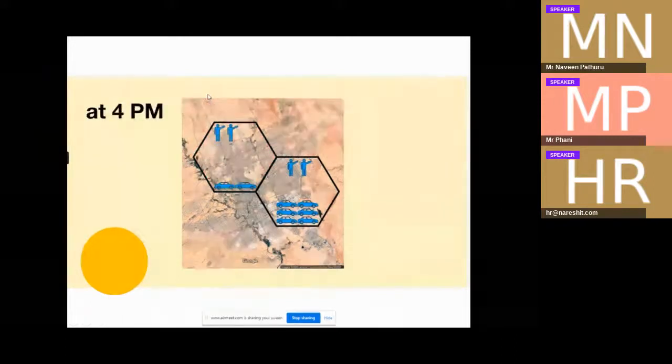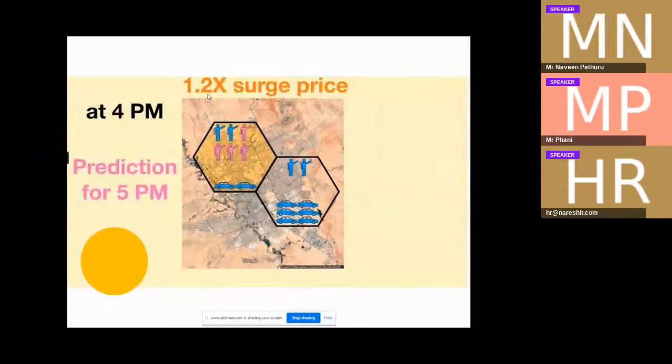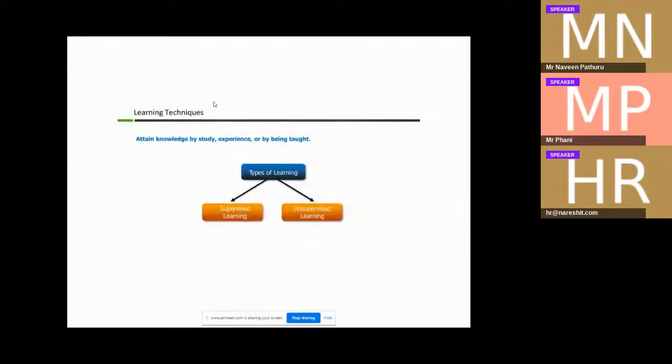Okay, but what can we do? At 4 p.m., we can make a prediction. If we are predicting that by 5 p.m. we are expecting a lot more demand, what can we do? We can prepare. We can reroute these taxis here, and we can reduce the surge price from 2 times to 1.2. That is exactly what Ubers and Olas are doing, guys. That is at the heart of their business. That's how they're keeping the prices as optimal as possible and things like that, guys.